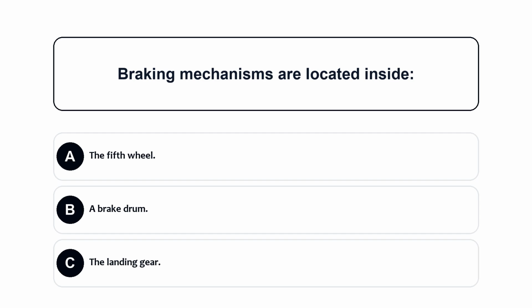Question 25. Braking mechanisms are located inside. Option A, the fifth wheel. Option B, a brake drum. Option C, the landing gear.